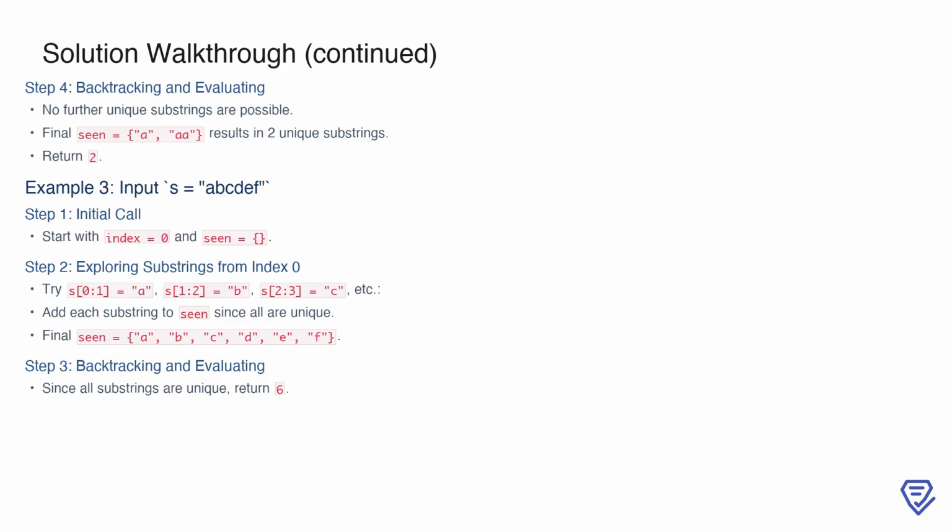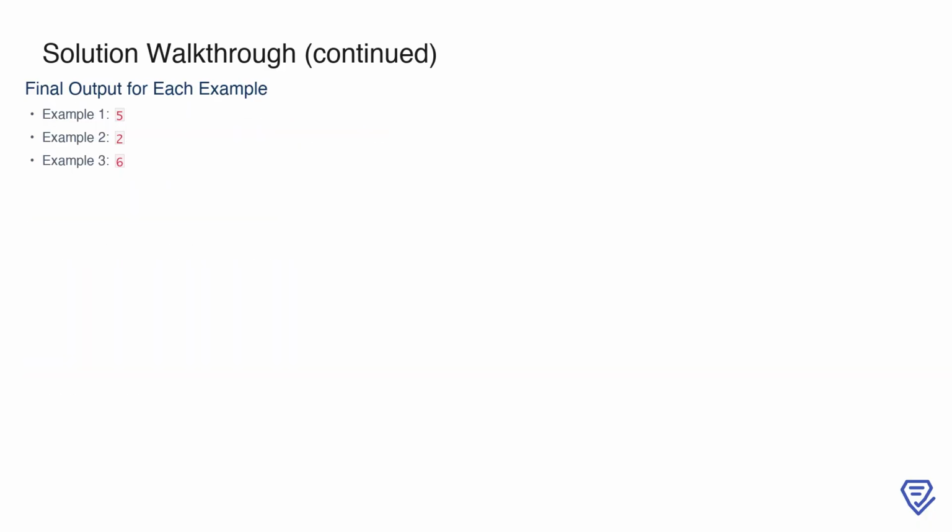Now let's consider example 3, where the input string is ABCDEF. Starting at index 0, we attempt substrings sequentially: A, B, C, D, E, and F. Since all characters in this string are unique and do not repeat, we add each one directly to the seen set. The seen set eventually contains A, B, C, D, E, F. Finally, for example 3, we find that all 6 substrings are unique, resulting in a total of 6.